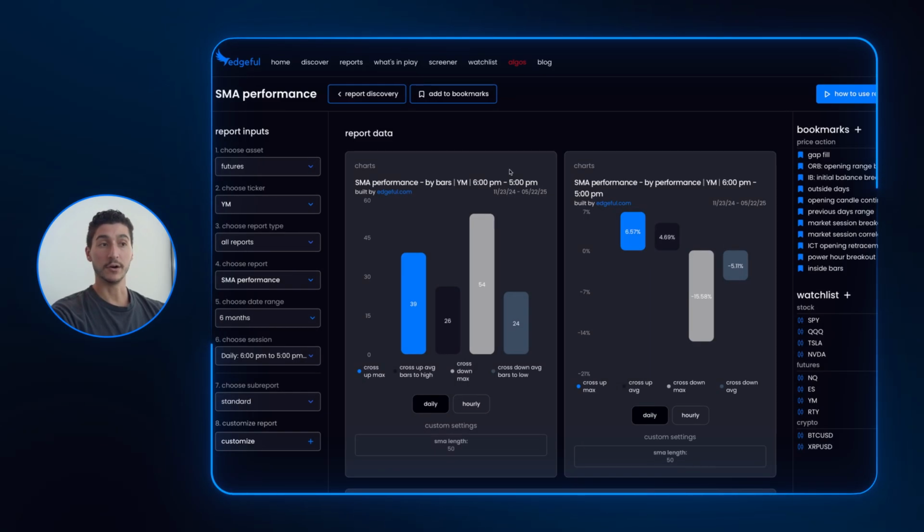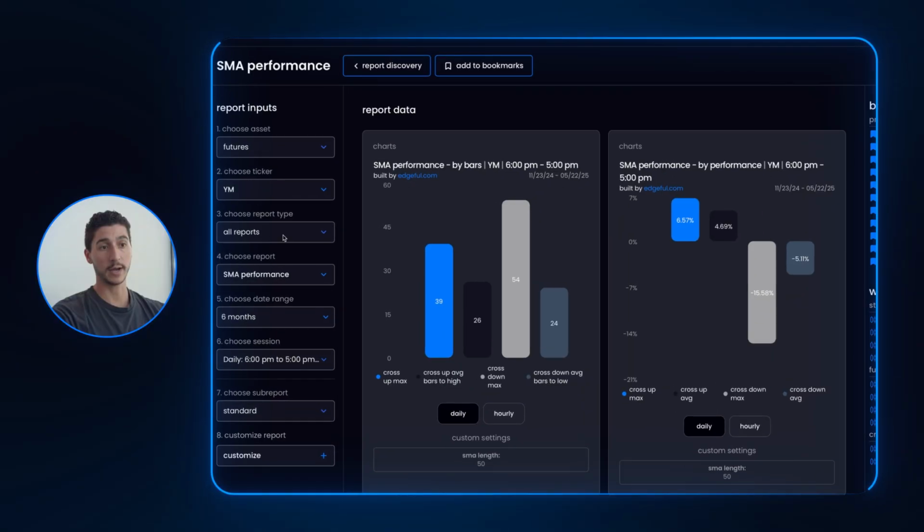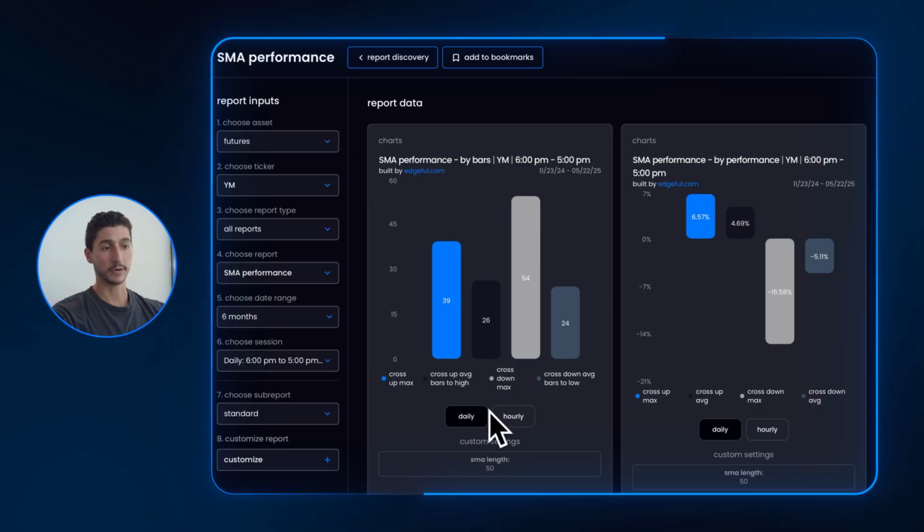Here's everything you need to know about the SMA performance report on edgeful.com. So here we're looking at YM. We're looking at the daily time frame, which is super important. We're looking at the last 6 months. Obviously, right over here, we have the daily set.